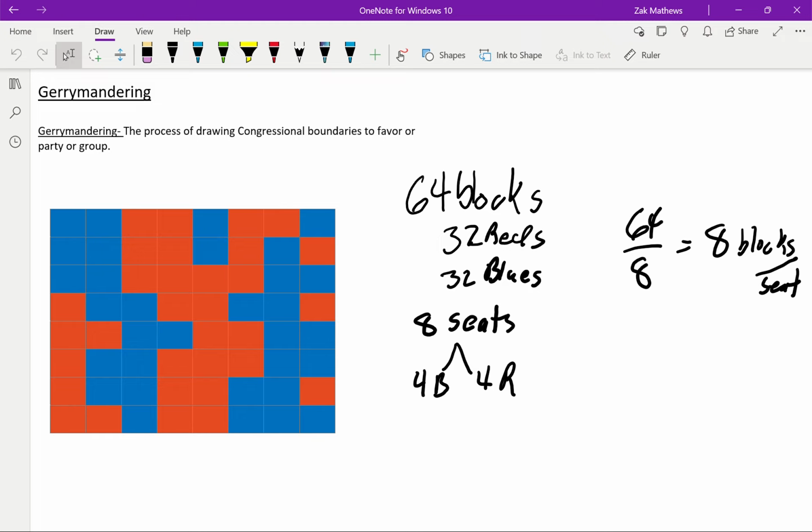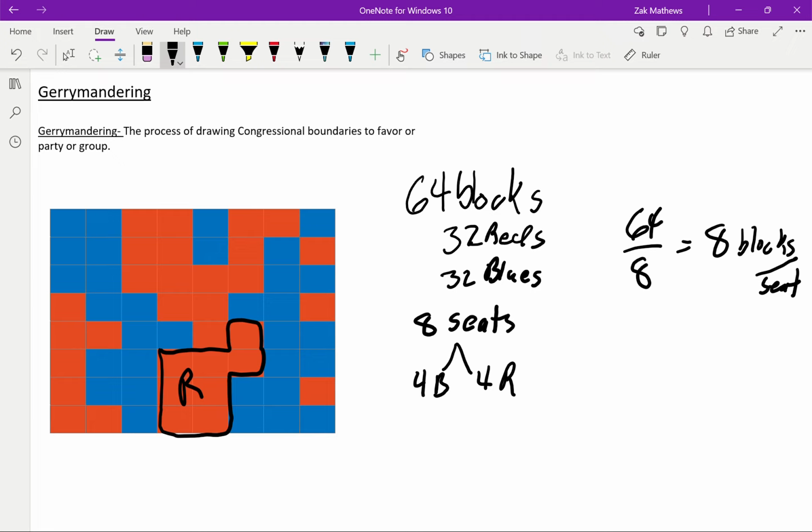Now, I'm going to do something that seems a little bit strange. To do this, I'm actually going to start by grouping as many reds as possible. And you say, well, wait a minute, why would I want the reds to win? So as I've just drawn it, I've drawn too many. Let's try that again. So that'd be 6, 7, 8. So I've drawn this grouping right here. So I've guaranteed the reds to win this district right here. Guaranteed loss for the blues.